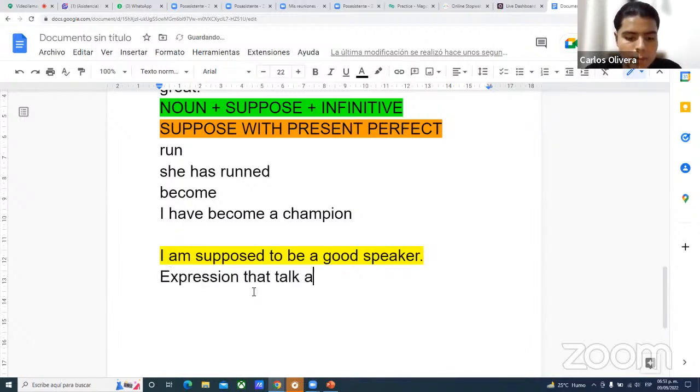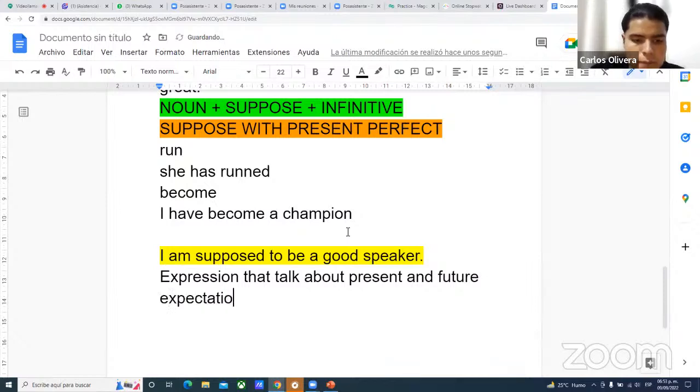that talked about present and future expectations and I think that yes, they were right when they say simple present, because I understood what they meant by that. Yeah. So suppose with simple present, expressions like this one, surely, in which supposed, okay?